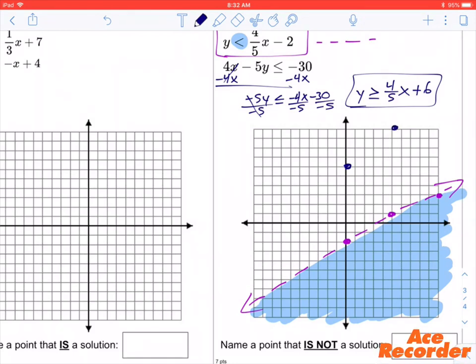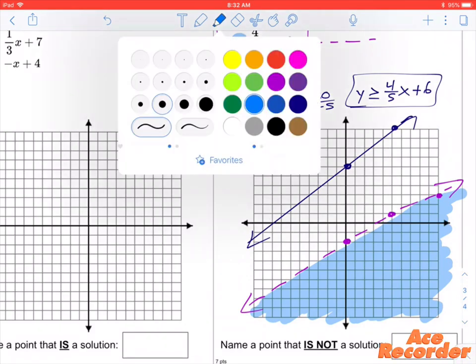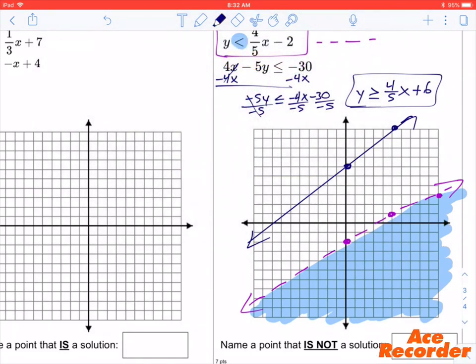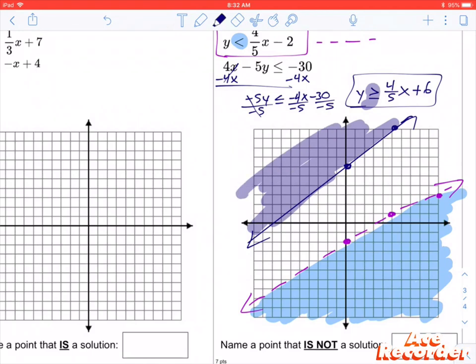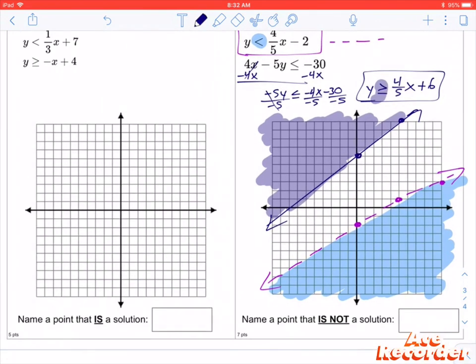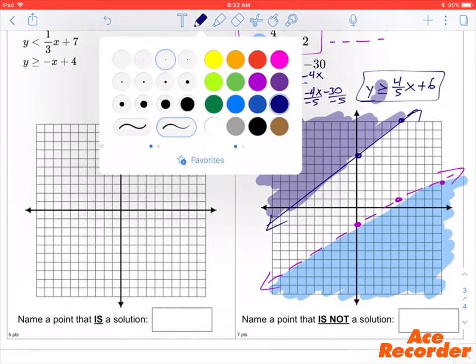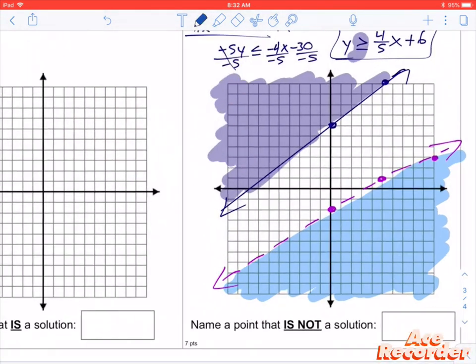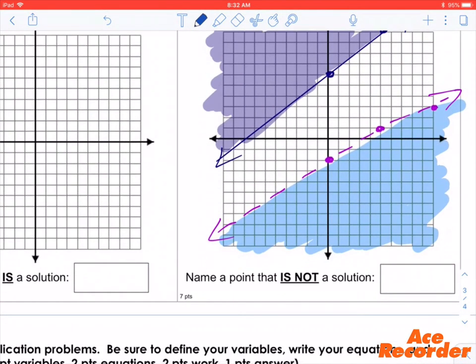Right there. That is a solid line this time. So I'm going to draw a solid line, and I should be shading above since it says greater than. So I shade above that line, and look what happens. It's kind of weird. So what we want is the overlap. Well, there is no overlap. There's no part of this graph where the blue and the purple overlap.